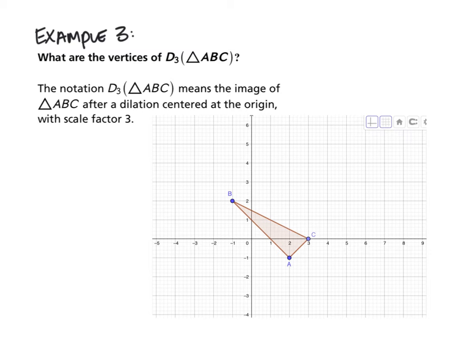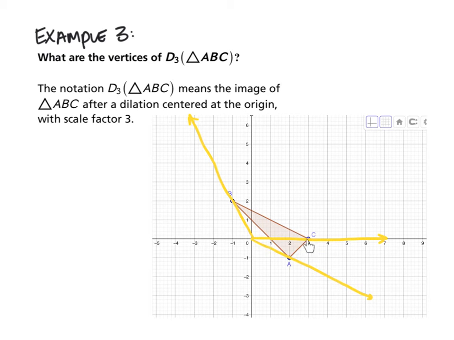So the first thing I'm going to do is draw in the rays that these points are going to slide along as we perform this dilation, right? These points are going to each slide along these different rays connecting the center of dilation to the actual points. So point A is going to slide along this ray, point C is going to slide along this one, point B is going to slide along this one here. And they're going to slide until they get 3 times as far away from the origin as where they are now. So let's start with C.